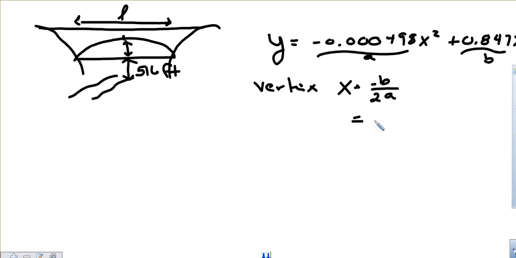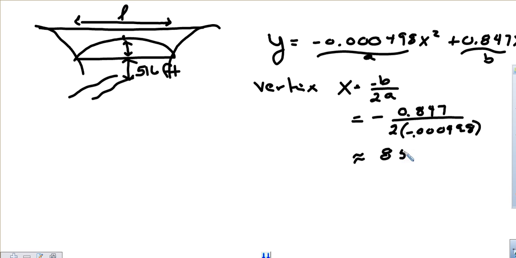So it's equal to negative 0.847 divided by 2 times negative 0.0000498. Now, I don't expect you to do that by hand. Put it in your calculator and you get approximately 850. So that's my x value of my vertex.